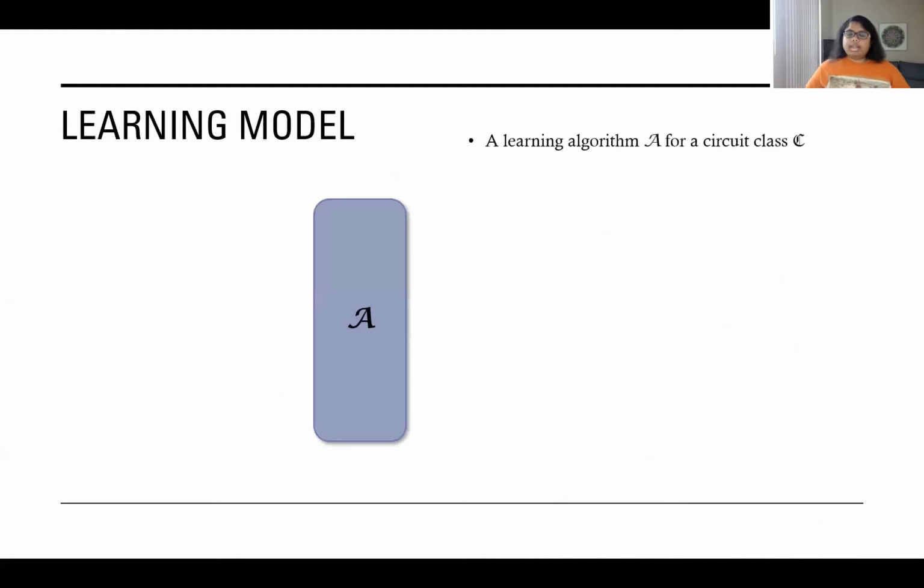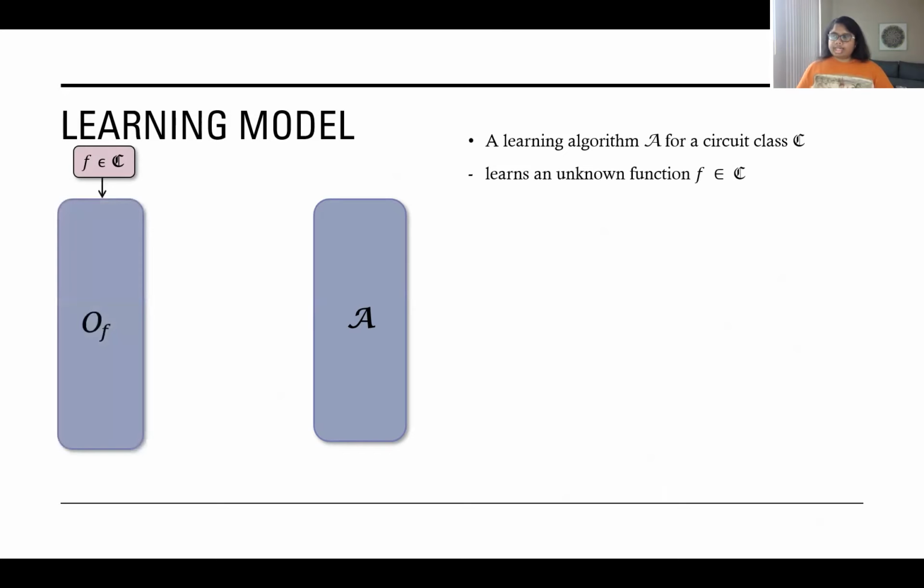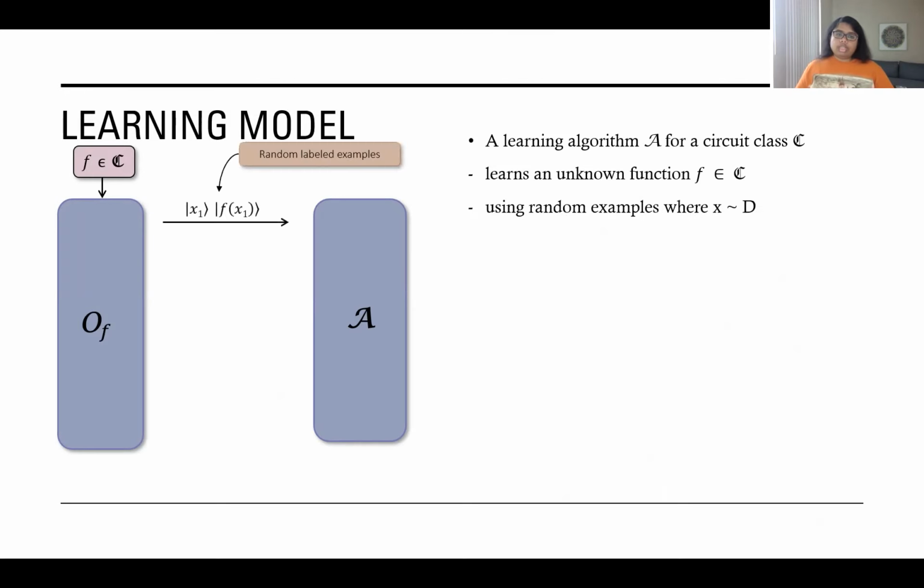So I say that a learning algorithm A for some circuit class C is trying to learn some unknown function f from this circuit class. It accesses it through some kind of a quantum oracle, and the following queries are allowed. It can use random labeled examples. So let's say A asks for some example, and you get x, f(x). It can continue to do that.